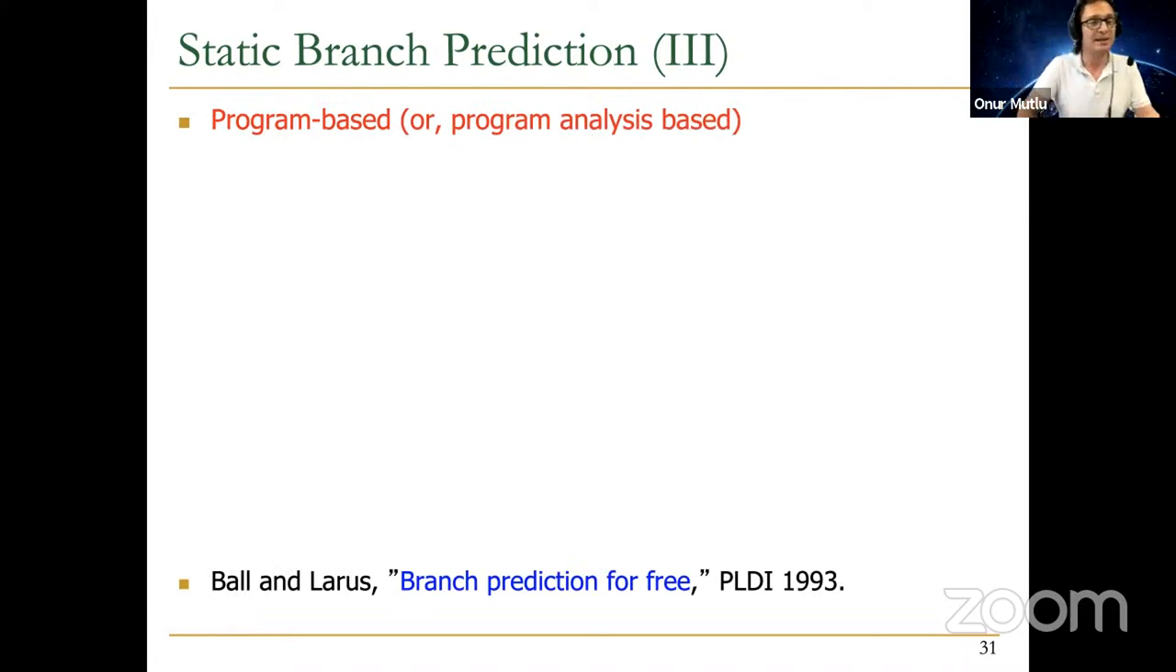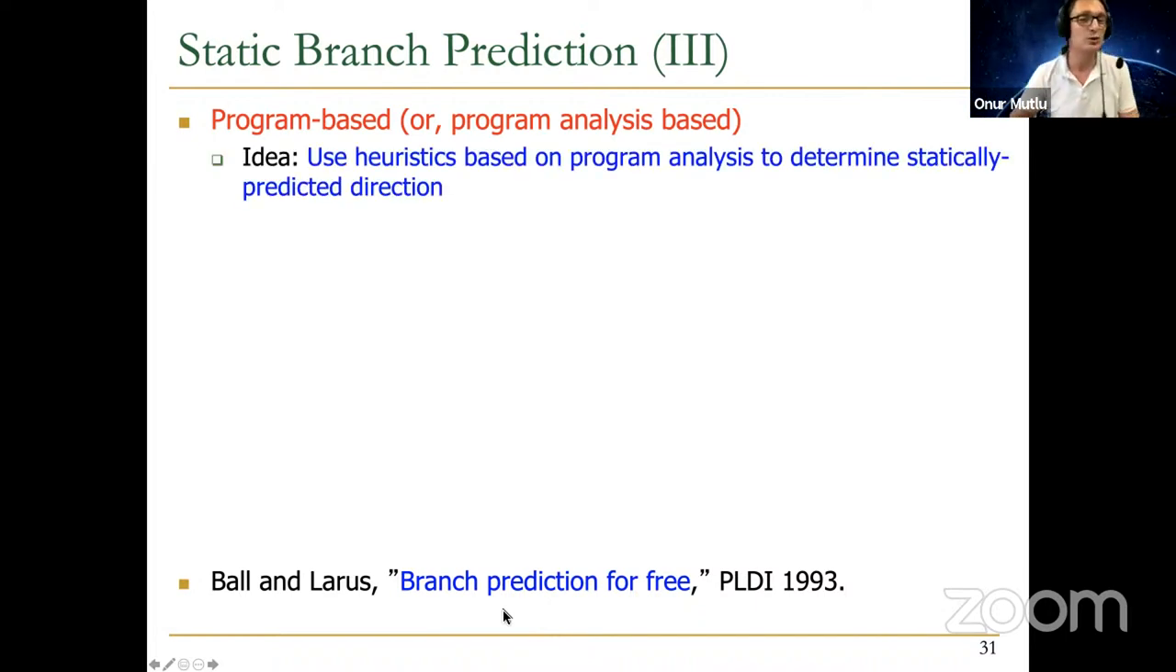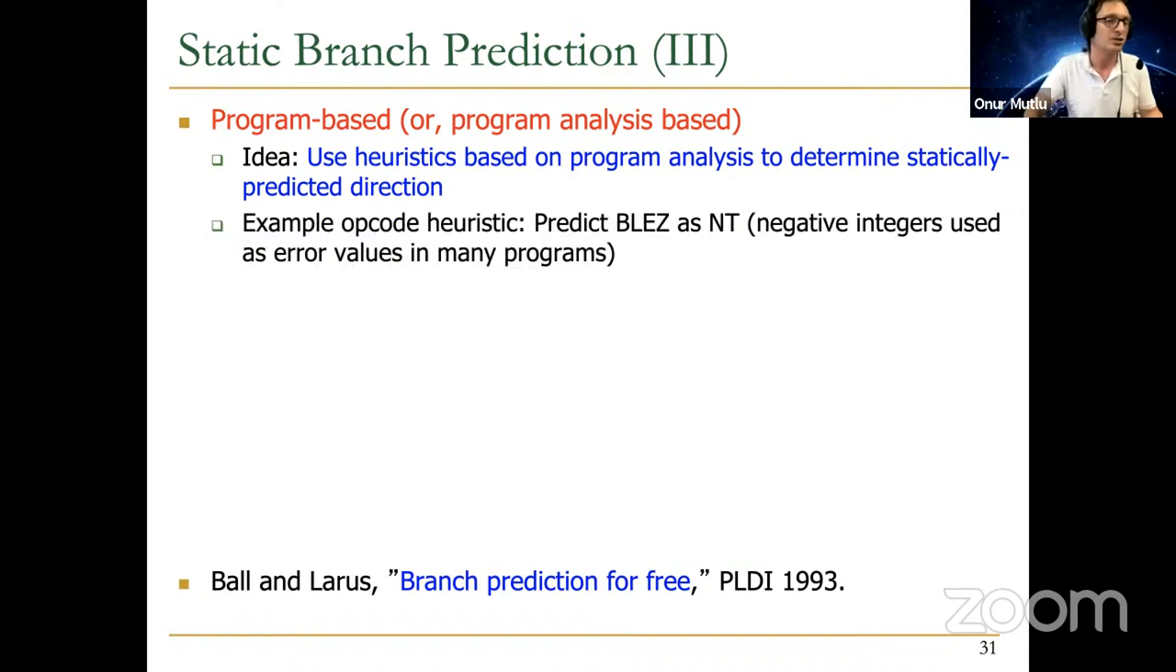Okay, there's another approach to static branch prediction. It's called program-based prediction or program analysis-based prediction. It's actually discussed in this beautiful paper, the Branch Prediction for Free paper. The idea here is to use heuristics based on program analysis, not necessarily profile analysis, but analyzing the program and the dependencies and the type of branch instructions to determine a statically predicted direction by the compiler. So for example, there are many heuristics this paper proposes, but one heuristic is predict branch less than or equal to zero as not taken.